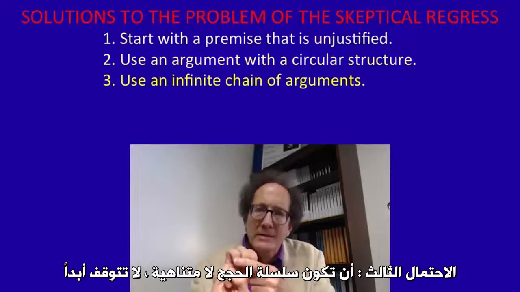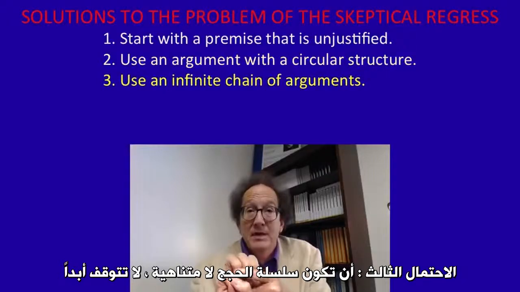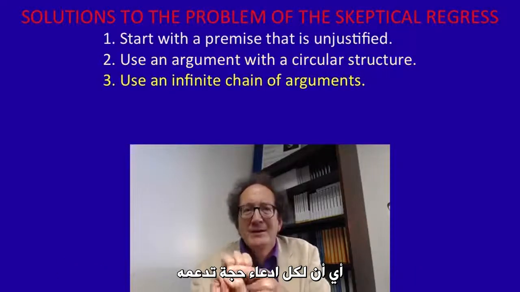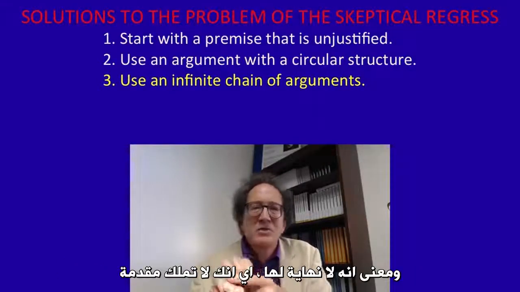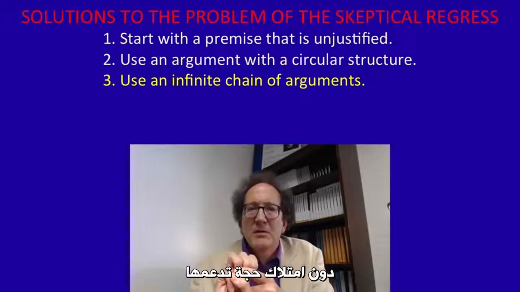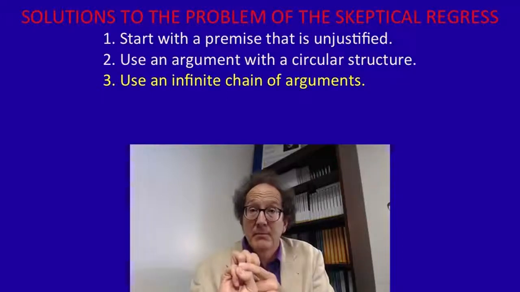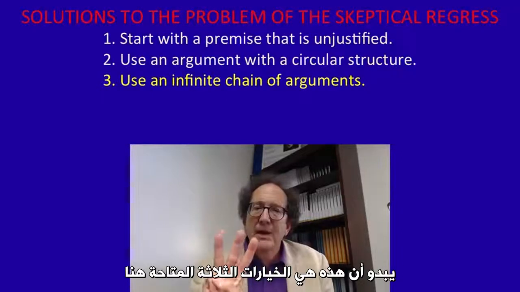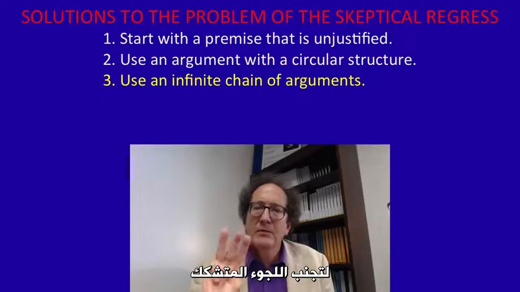The third possibility is that the chain of arguments goes back infinitely. It never stops. Every claim has an argument to back it up, and there's no end, so you never have a premise which doesn't have an argument to back it up, because it's infinite. Those seem to be the three main options here to avoid the skeptical regress.